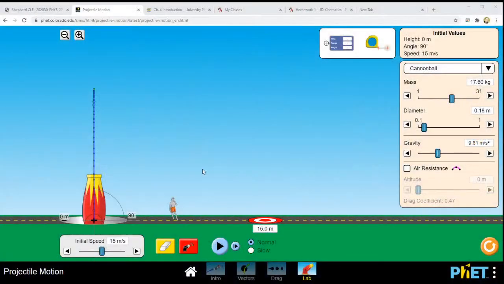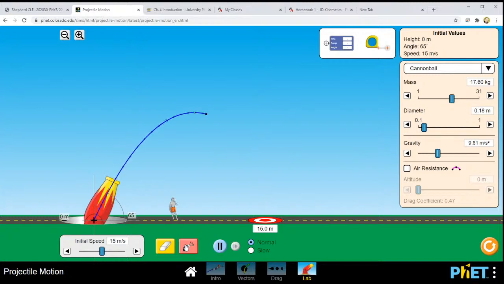Okay, so now let's add a second dimension to this problem. And what I mean by that is, let's launch at an angle. Boom. Oh, I almost hit the target. Not quite.